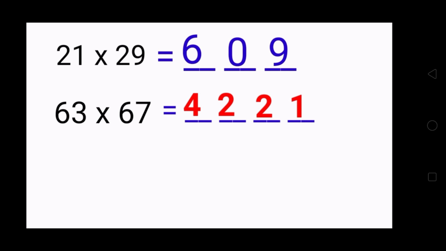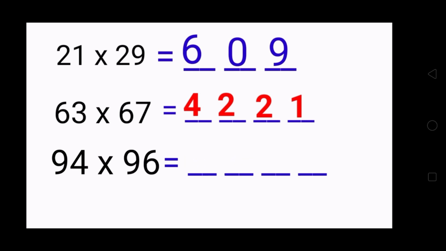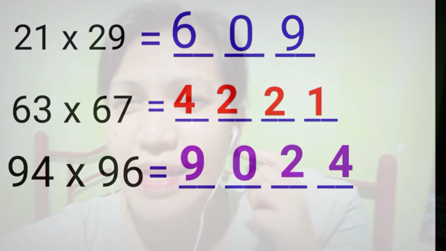Next. Let's say we have 94 times 96. So, multiply first the ones. 4 times 6 is equal to 24. And then, the number next to 9 is 10. So, 9 times 10 is 90. So, the product is 9,024. So, again, this is true only if your tens are the same and kapag ini-add mo yung ones natin, ang total niya ay 10. So, doon lang siya pwede.